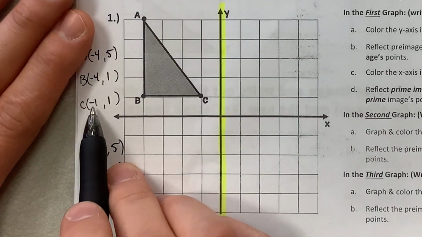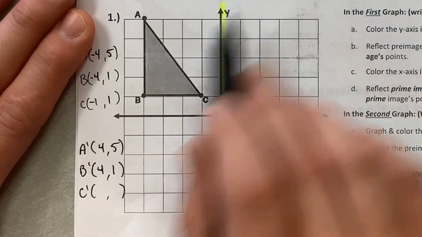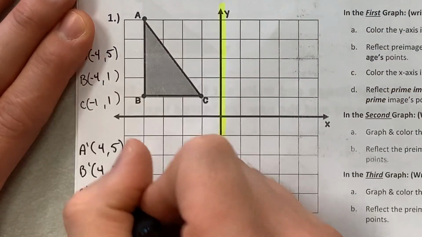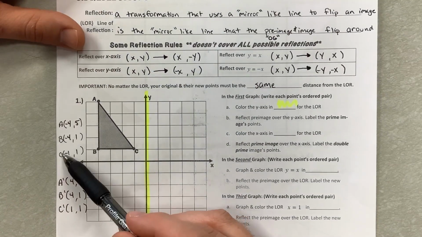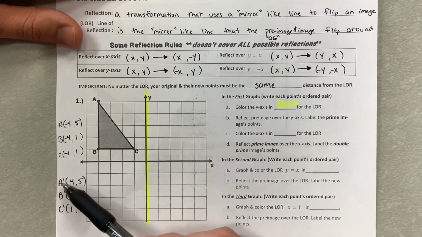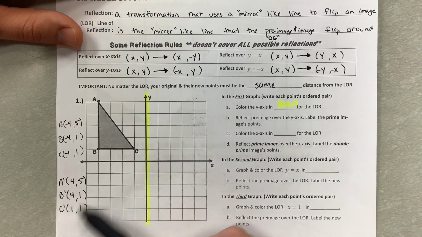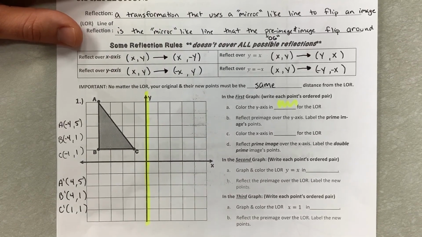And C, again, I'm going to take the opposite for my x. I'm going to make it a positive 1, comma 1. So here are my new points. And notice how I have my A, B, and C, my original 3 points, and then I have A prime, B prime, C prime to show my new points. And then I'm going to graph them.